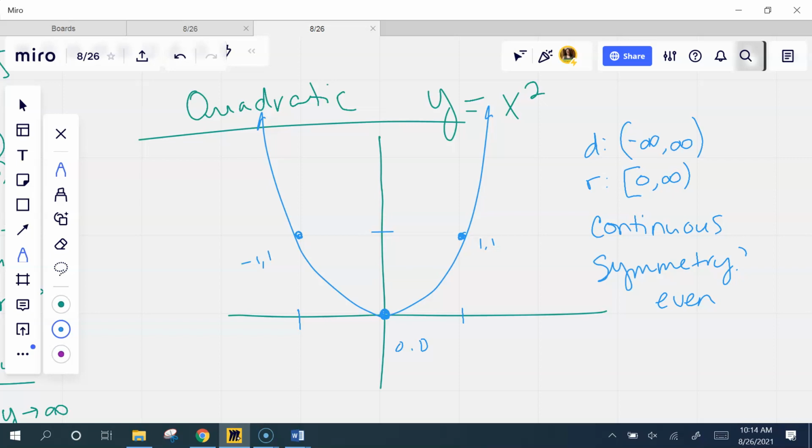So if the signs turn negative, it's odd. But if the signs just stay the same, it's even. If one sign changes and not the other, then it's neither. That's correct.